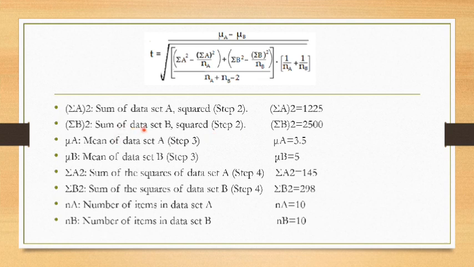Then we will go to the next slide. Step 4: square the individual numbers and add them up, then divide by the number of items in data set A. 22 plus 32 plus 33 plus 44 plus 55 gives us the sum of data set A squared, 145.